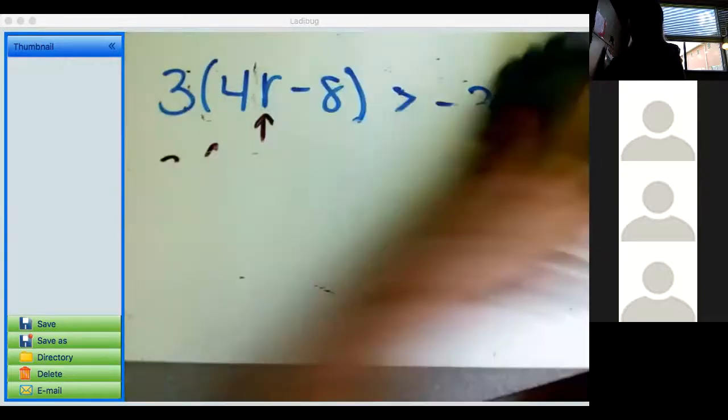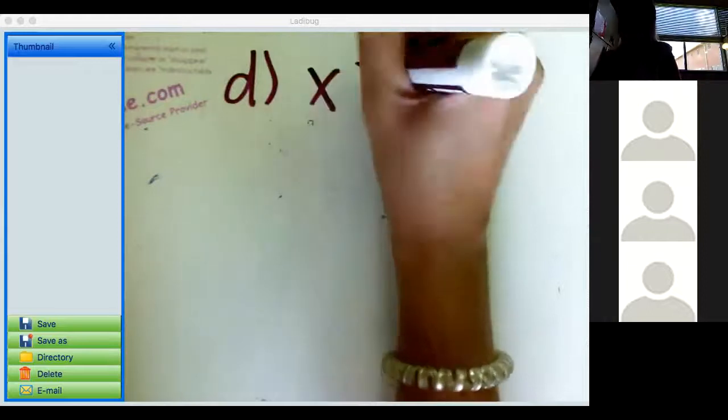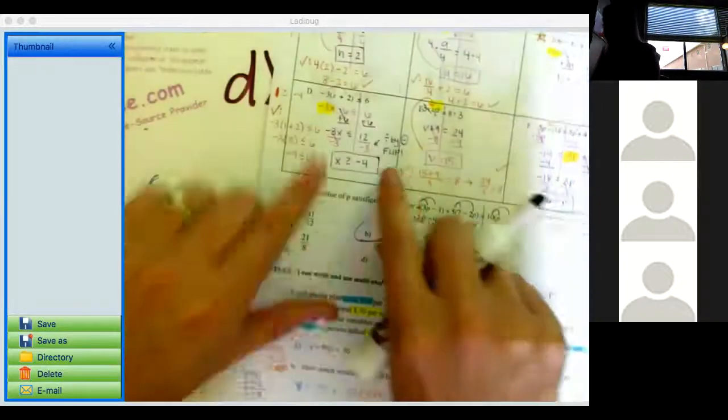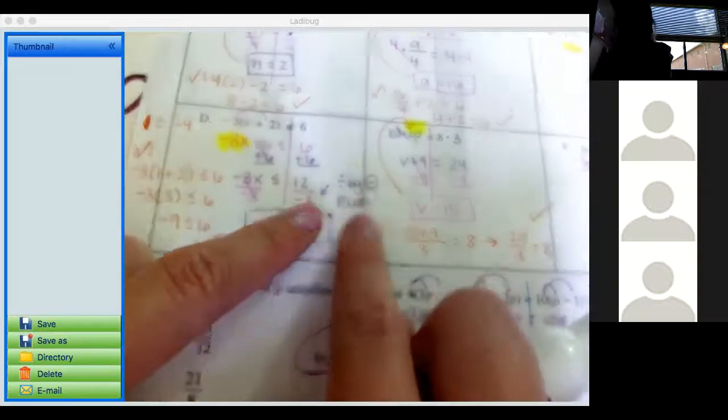Yes. Okay. Thank you, Paul. So with D, I got x greater than or equal to -4, because you had to flip your symbol for this one, if you guys look, because we're dividing by -3. And I wrote on mine, divide by negative, you got to flip.